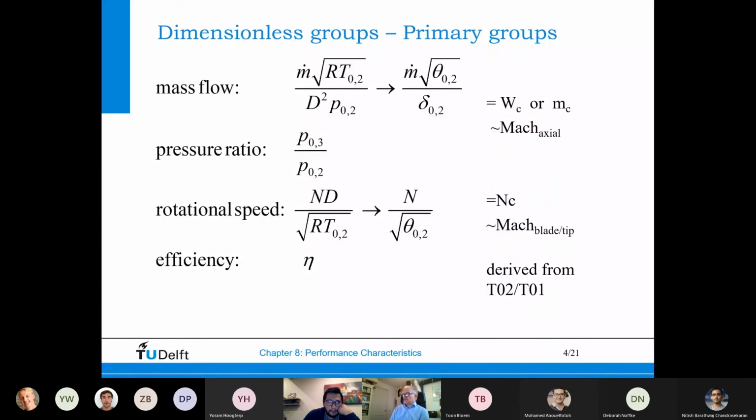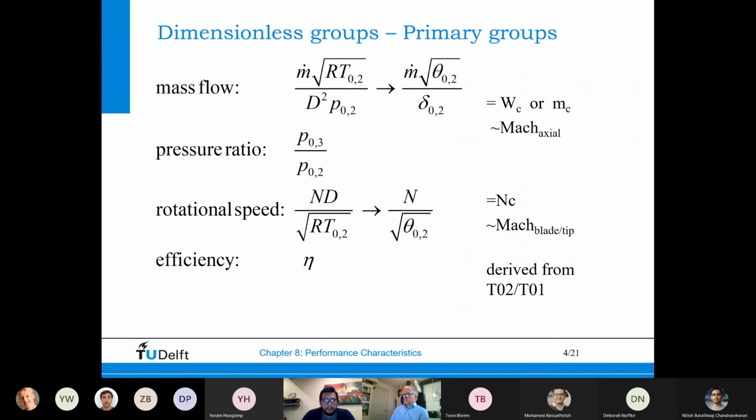Then we have the efficiency, which can be isentropic or polytropic, and that is derived from the ratio of the outlet temperature over the inlet temperature. So these are the four primary groups to describe performance of a compressor, turbine, or a fan.